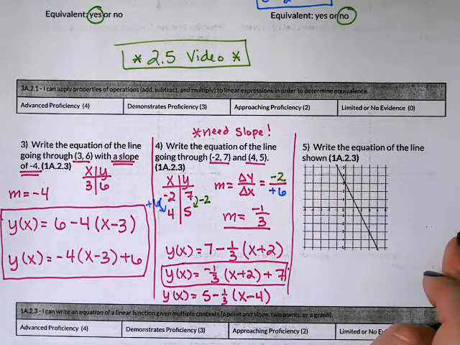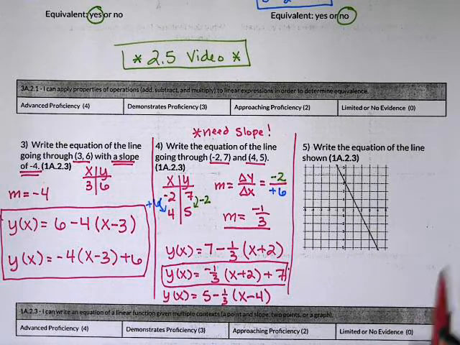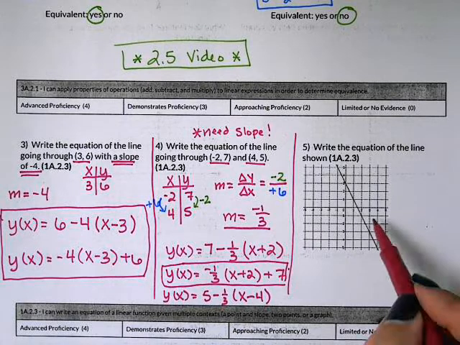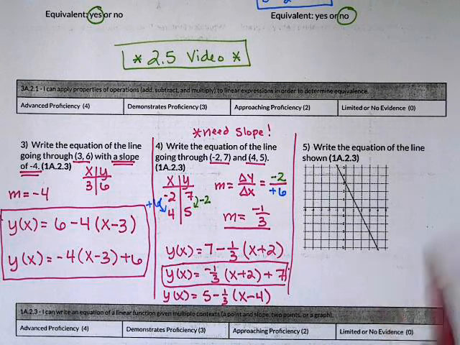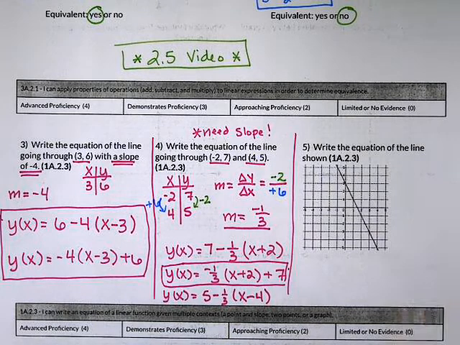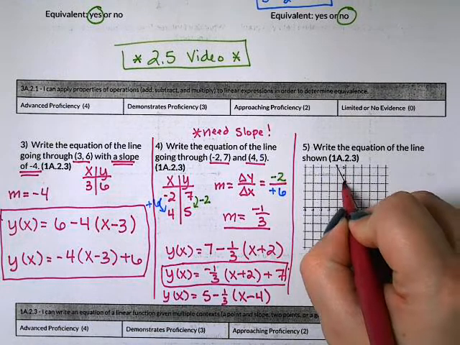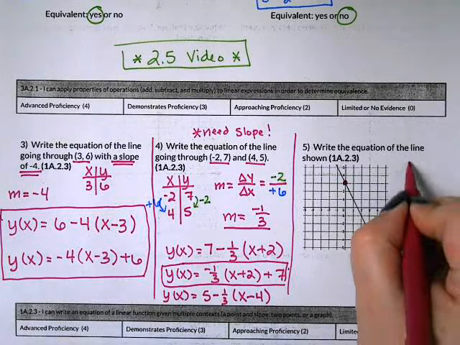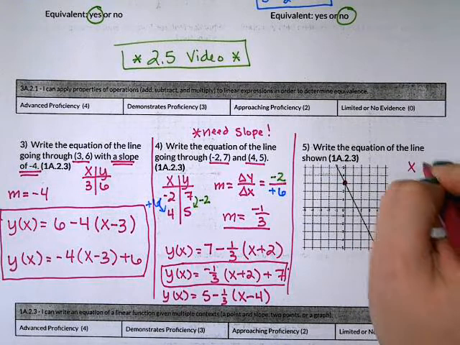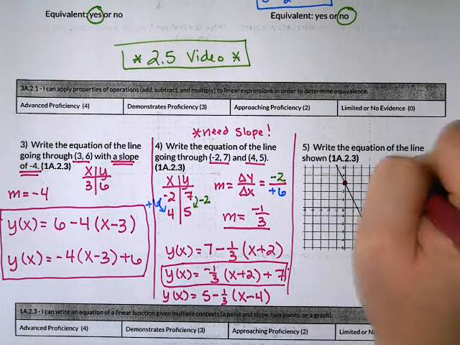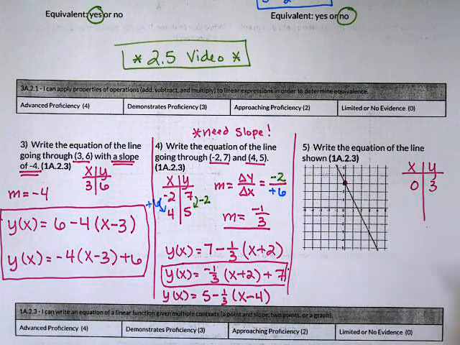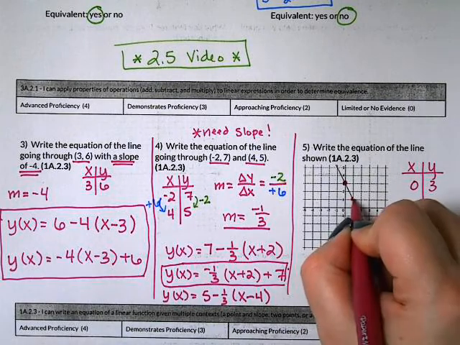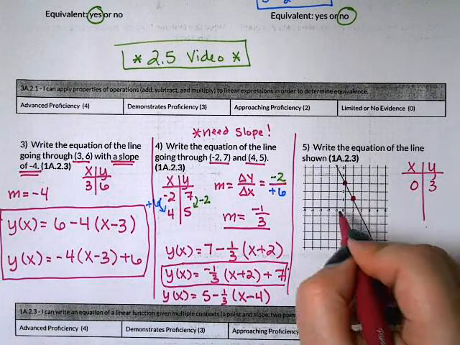Okay, for question 5, write the equation of the line shown. Well, this time we're given a graph, and we know that we need a slope and a starting point. So I'm going to look at my graph, and I'm going to see if I can find my slope. So I see that there's a really nice point right there. So I'm going to go over to the side and make myself a table. So that point right there was the point 0, 3. And I can see that there's a point right here at 1, 1.